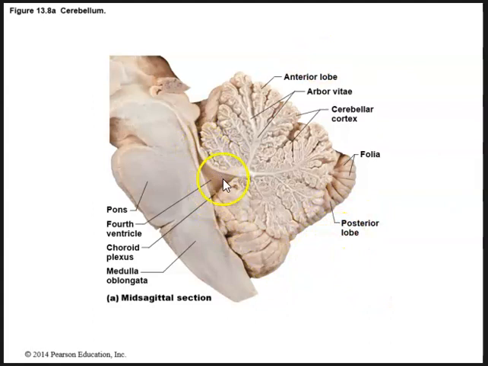And then anterior to the cerebellum, again, here is that fourth ventricle draining cerebrospinal fluid from the cerebral aqueduct. And then a continuation of the fourth ventricle would be the central canal within the spinal cord. And then we also have our medial and lateral apertures that you can't really see here.